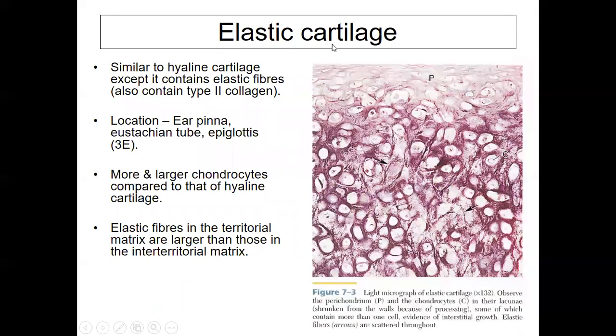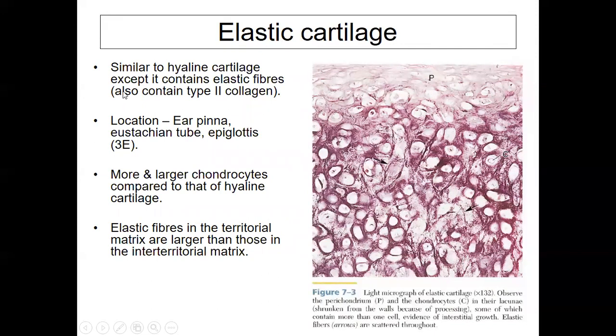For the elastic cartilage, similar to the hyaline cartilage, except it contains elastic fiber. So elastic cartilage is quite similar to the hyaline cartilage, but the one exception, the special characteristic of the elastic cartilage, is that it contains elastic fiber. That is the difference between the elastic and the hyaline cartilage. From the name itself, we know that it contains elastic fiber. It gives the name of this cartilage, elastic cartilage.